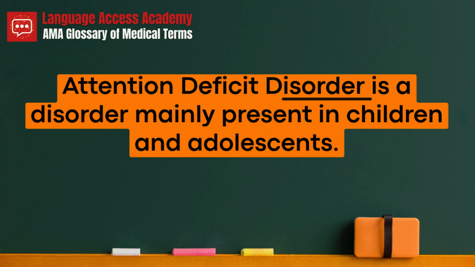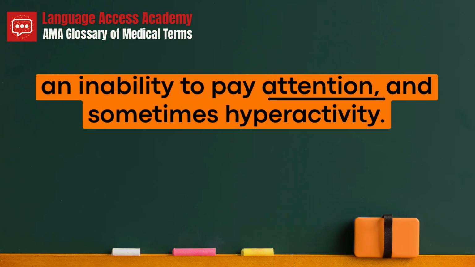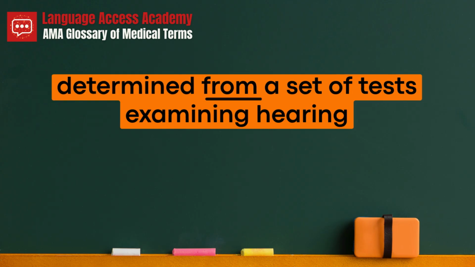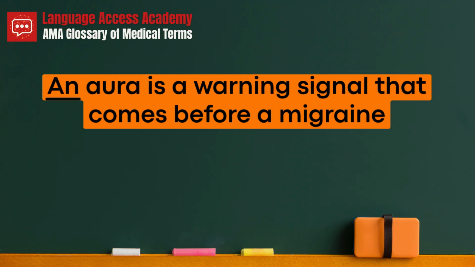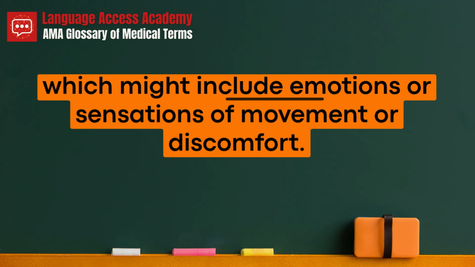Attention deficit disorder is a disorder mainly present in children and adolescents, characterized by learning and behavior problems, an inability to pay attention, and sometimes hyperactivity. An audiogram is a graph showing a person's hearing ability, determined from a set of tests examining hearing acuity of different sound frequencies. An aura is a warning signal that comes before a migraine headache or an epileptic seizure, which might include emotions or sensations of movement or discomfort.